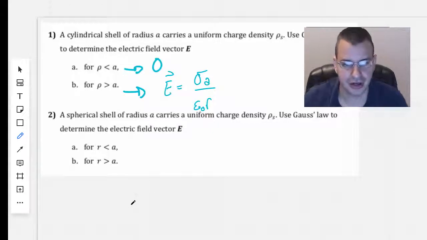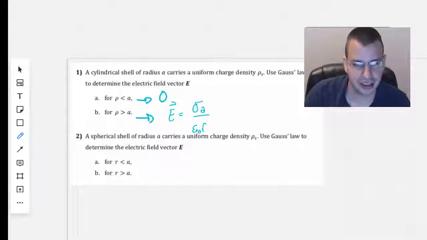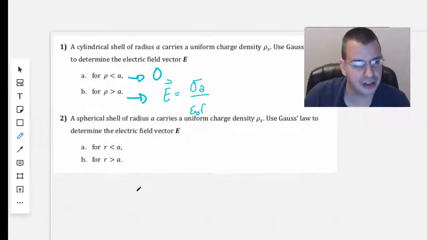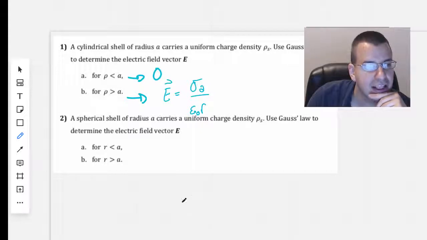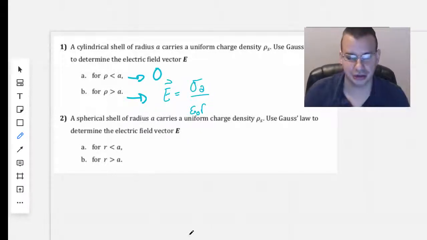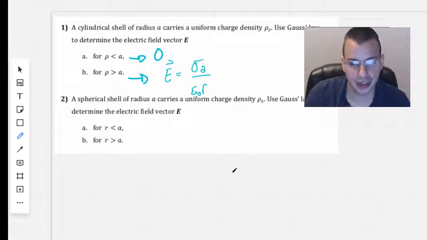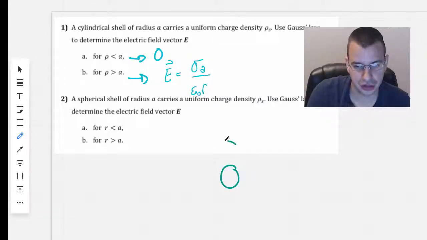A spherical shell, radius A. Spherical shell, radius A carries a uniform charge density rho. Use Gauss' law to determine the electric field vector E. Spherical versus cylindrical. Okay. So same idea, except now we're doing spheres versus cylinders.